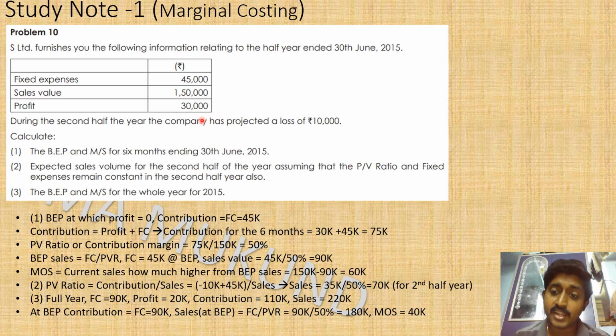We can also calculate the contribution, and contribution is there, sales is there, so yes, we can also calculate the PV ratio. So guys, whenever a marginal costing question comes, you have to have all this in your mind: fixed cost, contribution, variable cost, net profit, and PV ratio. What is break even point? Break even point is equal to fixed cost divided by PV ratio. And what is break even point? Sales. Okay, what is margin of safety?